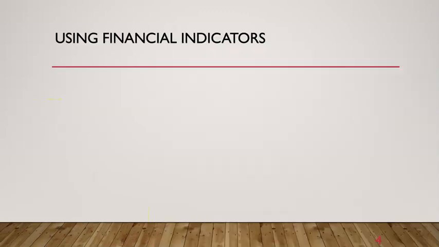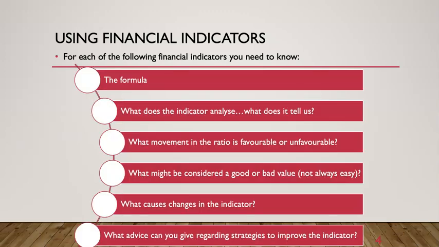What do we need to know about these indicators? The same information that we need to know about all our indicators. Do we understand the following 6 things? The formula of the indicator, what the indicator analyzes, so what is this financial indicator telling us? All 3 liquidity indicators tell us something slightly different. Do we want this indicator to go up or down? And is this increase or decrease favourable or unfavourable?